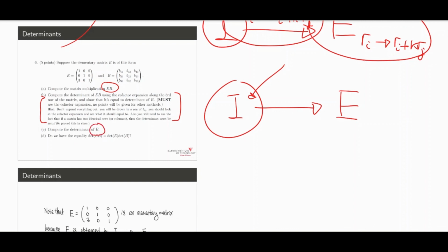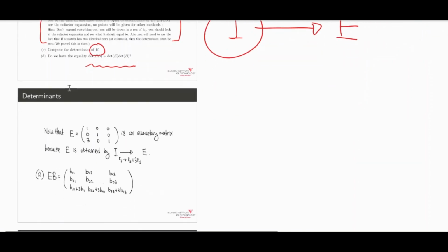That's easy. And then I want you to show that in this case, the determinant of EB is actually the determinant of E times the determinant of B. So the answers look something like this. If you are given E like this, okay, obviously that's how you get the E. It's an elementary matrix. The EB will be this. We know that from before.